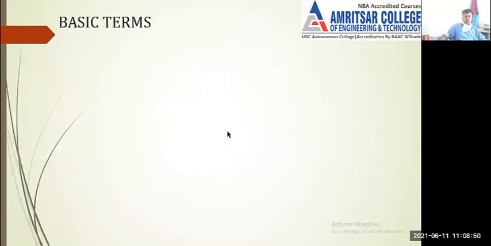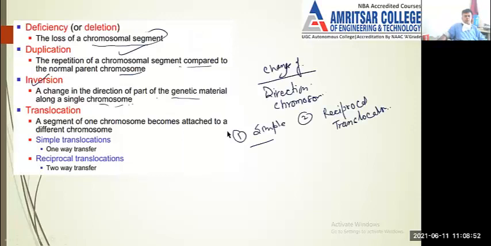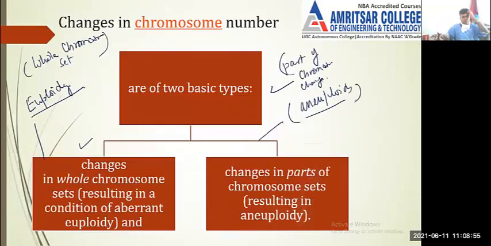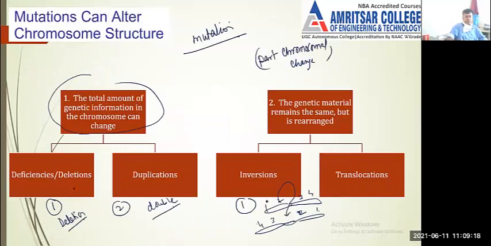ये याद हो गया? Now tell me, by how many methods can chromosome number change? One is euploidy, when the whole set of chromosomes is going to change. Another is aneuploidy, when part of the chromosome is going to change. And how can the whole chromosome set change? What is the technique? Tell me, friends.